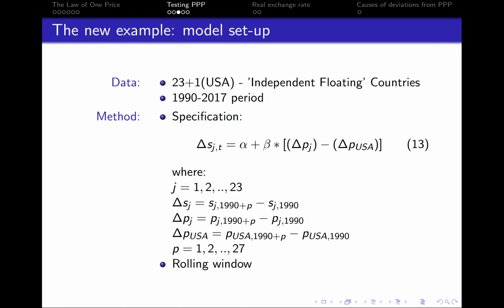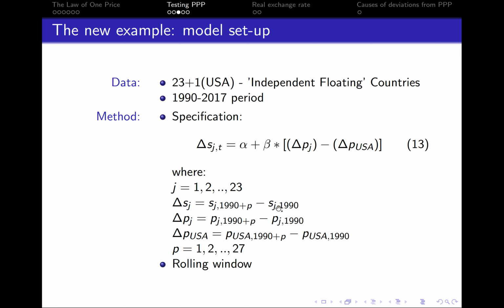The key is that I didn't choose just one period of 27 years, but I chose every possible 27-year period. So look, I've estimated actually 27 different models like that. Here you have it, notice. So I always take the exchange rate in year 1990 and price level in year 1990.